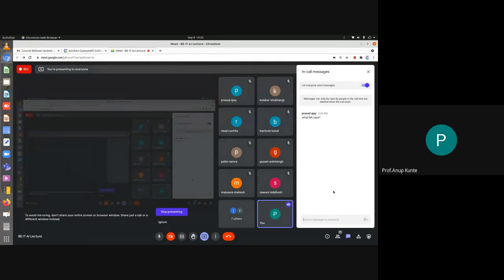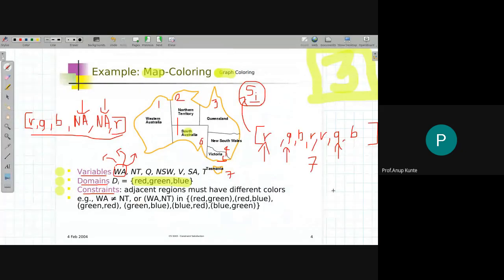Any simple thing, I'm missing that value, so I haven't done the assignment. So if this is the first, second, third, fourth variable, and the fourth variable listed over here is New South Wales, it indicates that I have not yet chosen a color to color the New South Wales region in the graph. I have selected colors for Western Australia, NT, Queensland, SA, and T. Sorry, whatever the regions are. So two regions I have not chosen the color for.